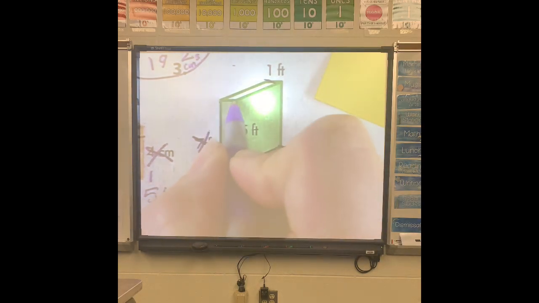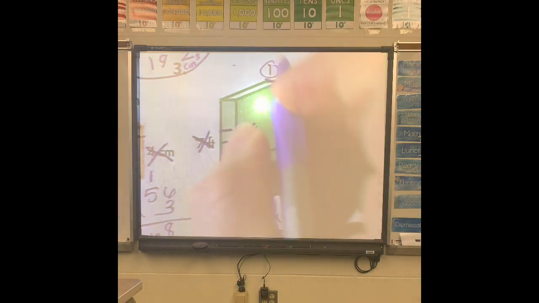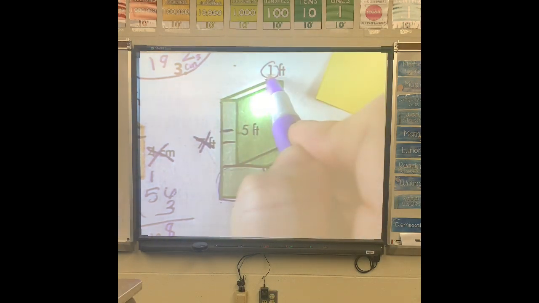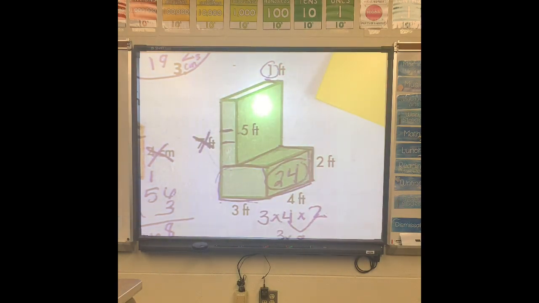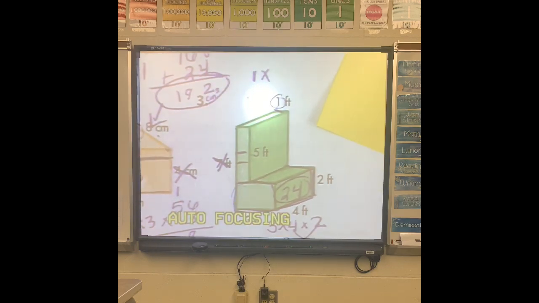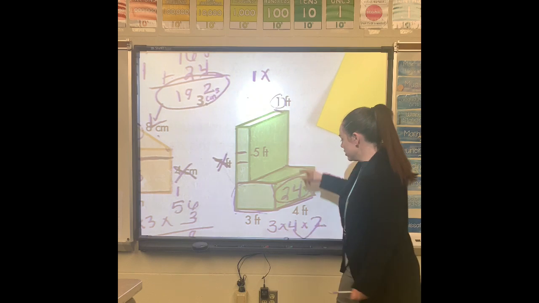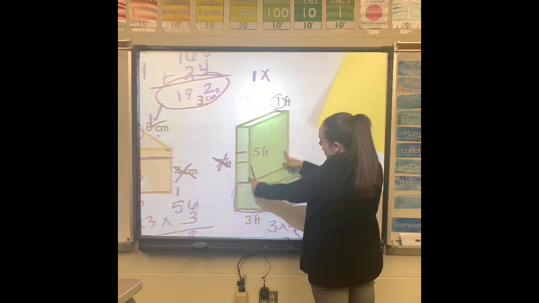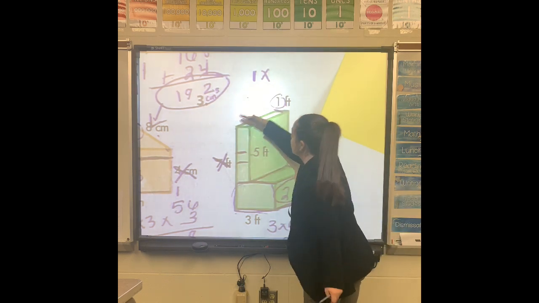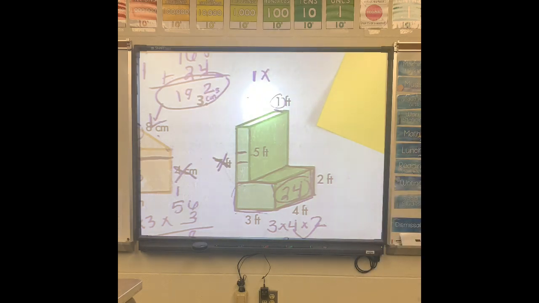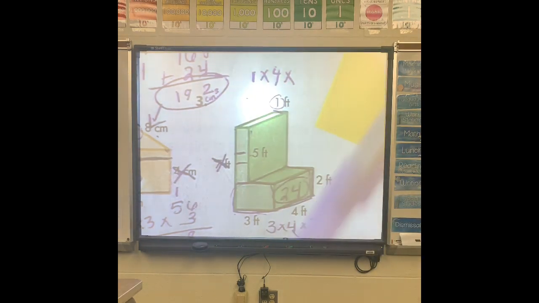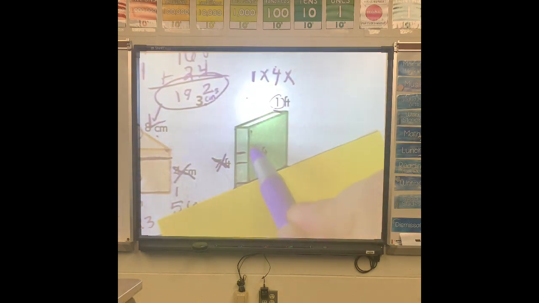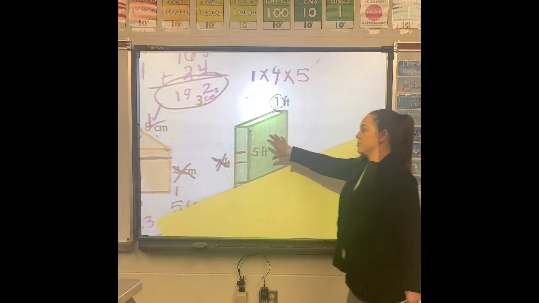Let's look. Left to right, I know is 1. So this width right here from left to right is 1. Front to back, notice it doesn't tell me. I don't see that up here. But if you look down here, this is 4. So this is 4, this is 4, this is 4, this is 4. This entire object goes from front to back 4 feet. A lot of kids are going to miss that. And in the height, once again, we're only looking at this piece. The height is only 5. I can guarantee you I'm going to get a lot of kids that are going to put 35 right there.